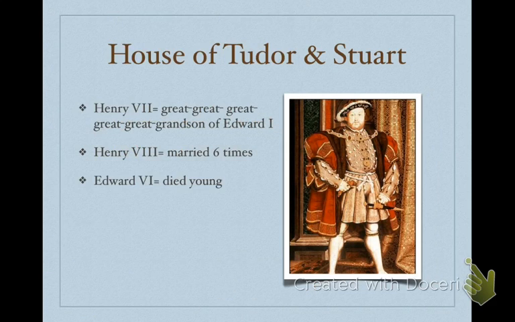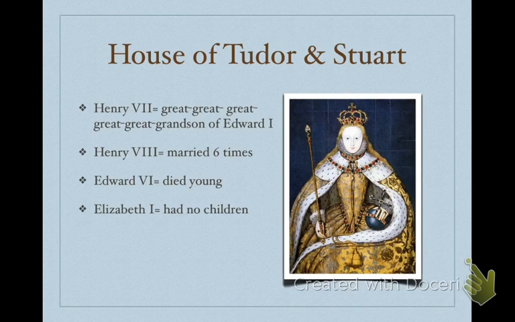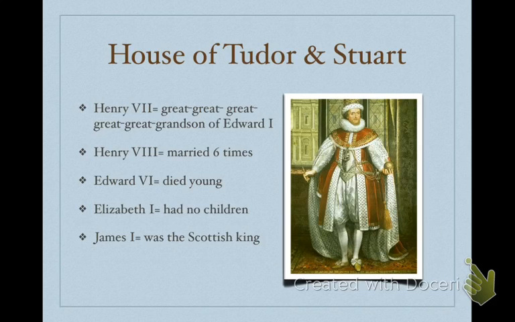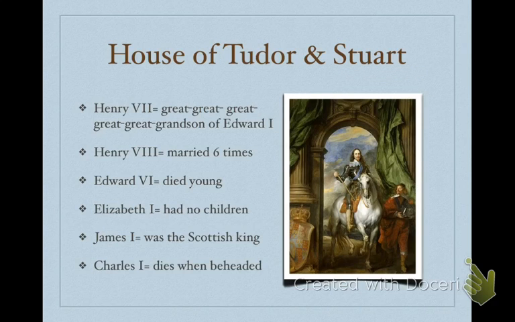All right. So, Elizabeth is the last of the Tudors. She has no children. You have James I, and he is from the House of Stuart. That's where we get the Stuart line. And that's who we're going to focus on during the English Civil War. Charles I is his son, and he's going to die when he's beheaded. That's a spoiler alert. We're going to see that happen. So James I and Charles I are the people we're really going to focus on in our video.